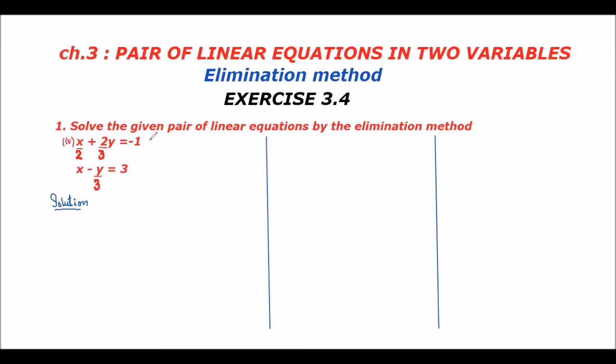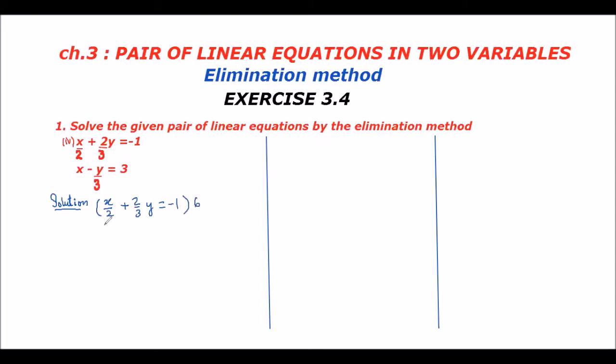As I told you in my previous videos, whenever you have an equation whose variables are given in p by q form, what will you do, children? You will just see the denominator, take the LCM, and then multiply the whole equation with the LCM. So children, the first equation is x by 2 plus 2 by 3 y is equal to minus 1. And since the LCM is 6, I will multiply this equation by 6 to simplify it.